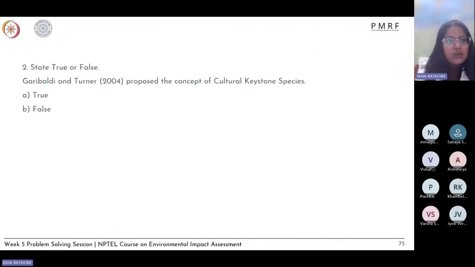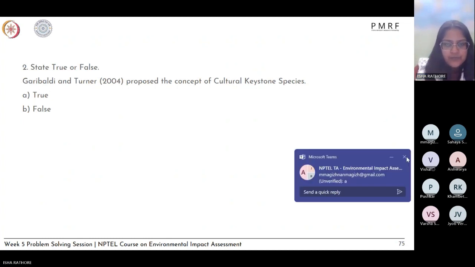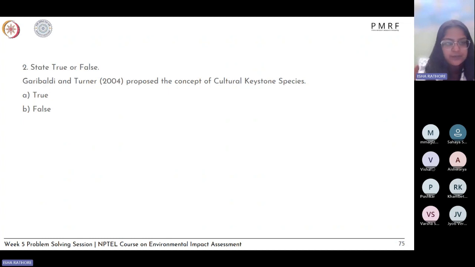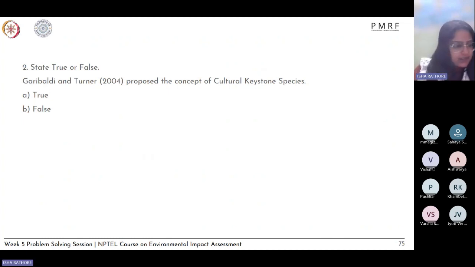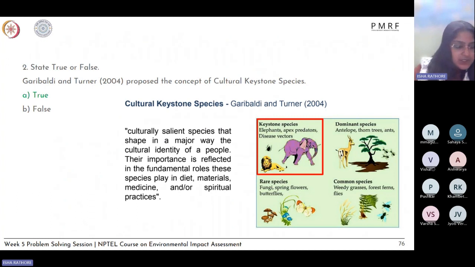Moving on to the next question, state true or false. Garibaldi and Turner in 2004 proposed the concept of cultural keystone species. Is this statement true or false? We have another answer, A. Okay, so this statement is true.